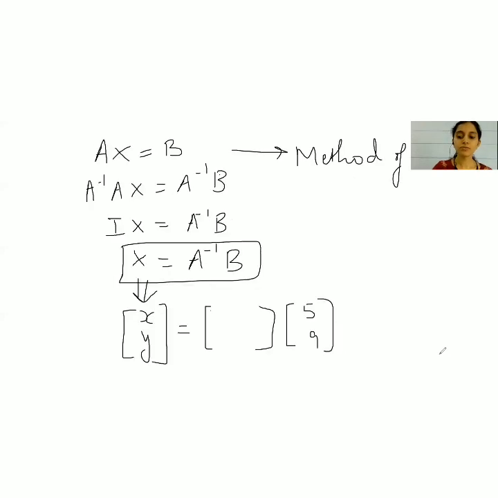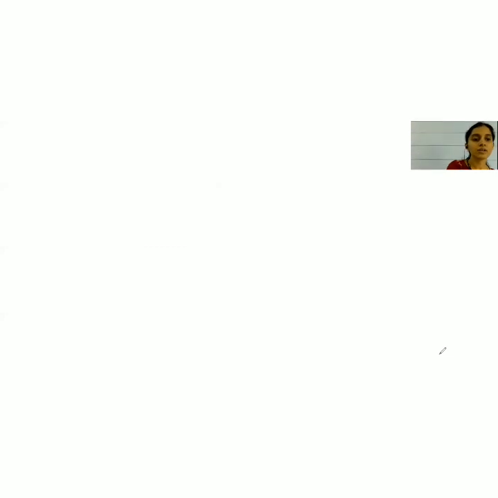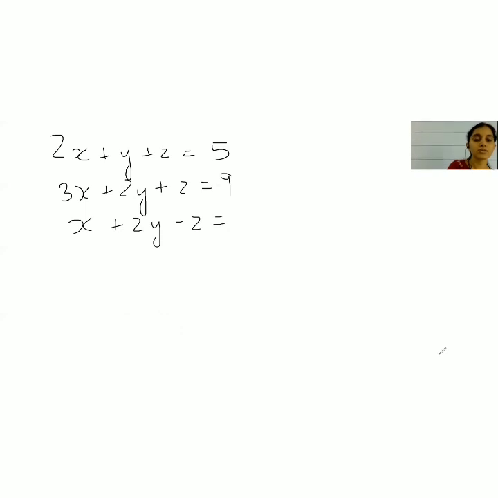Now one thing we need to remember is this, I have written matrix of 2 variables. You can do the same thing for 3 variables. That is, let's say for example, I have 2x plus y plus z is equal to 5, 3x plus 2y plus z is equal to 9, x plus 2y minus z is equal to, say, 8. So see, we can make a matrix of coefficients for the same, a matrix of variables, and a matrix of constants. Observe this carefully.